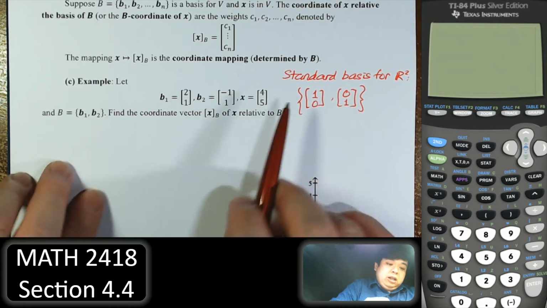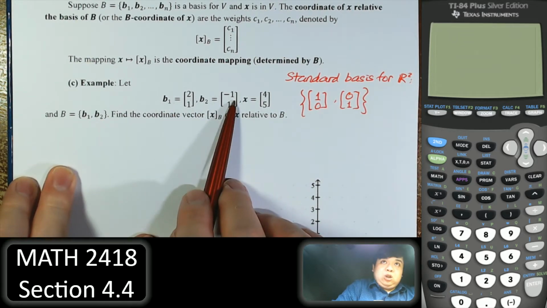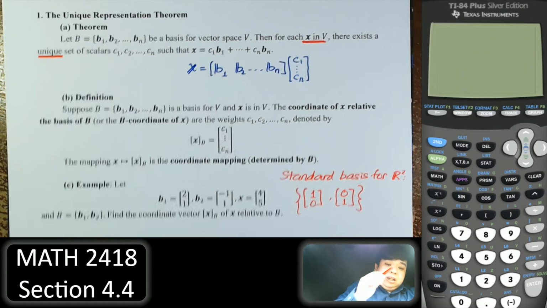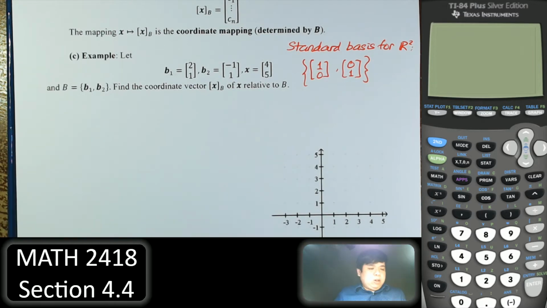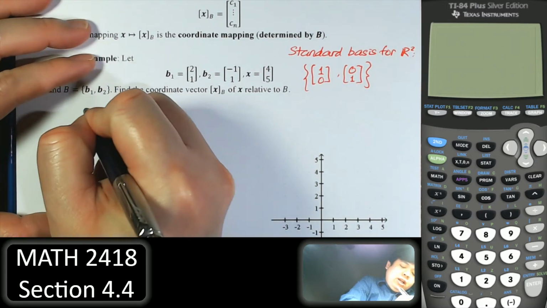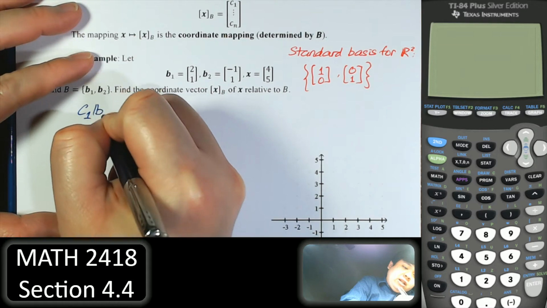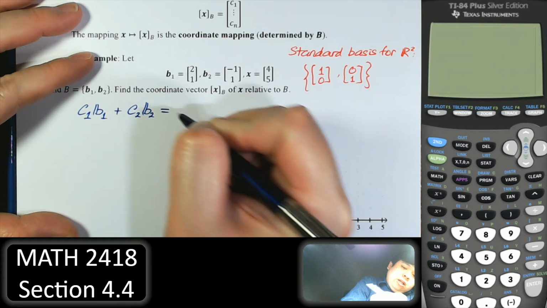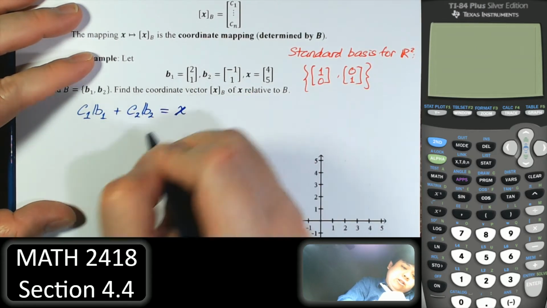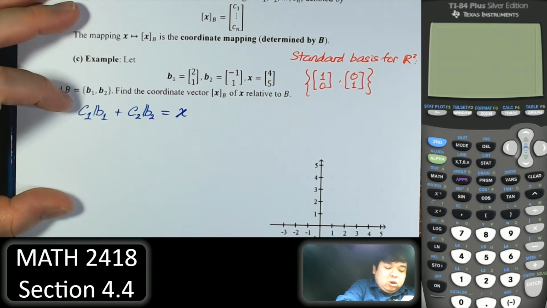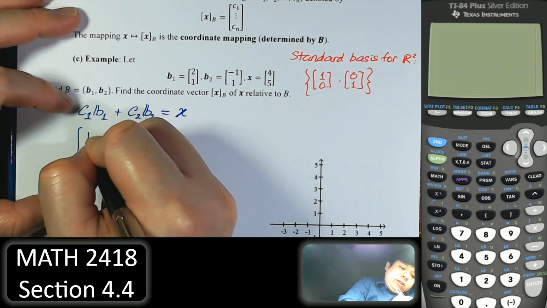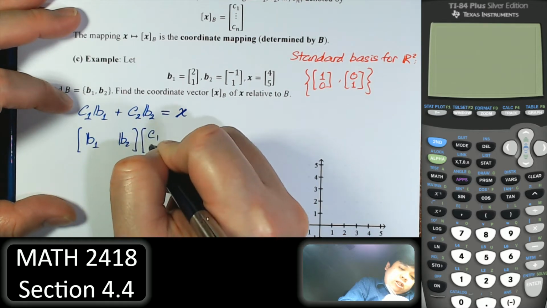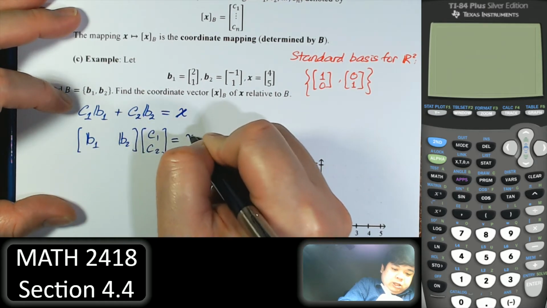And now we can use the new basis to represent the point x, and according to that theorem, that representation is unique. So we just solve the equation: the linear combination of the vectors in the basis is equal to x. Write that in vector form: b1, b2 times c1, c2 equal to x.